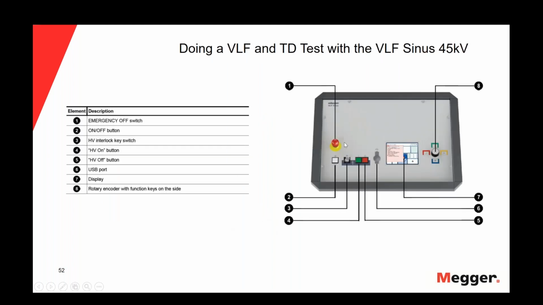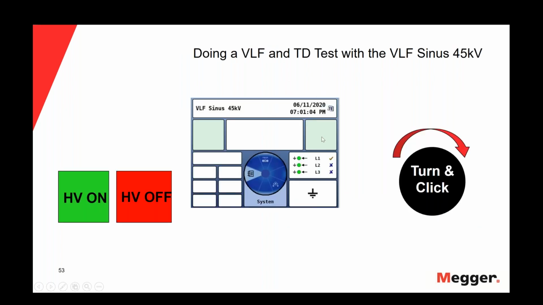The control panel: in the control panel we have, of course, the emergency off button, the on-off button, and the high voltage interlock key. The high voltage on is the green button. The high voltage off is the red one. We have the USB port, the display, and this rotary knob or rotary encoder will help me go through all the software in my VLF. So I'll try to replicate in this slide the buttons and the controls that I need to operate my VLF. The first thing that I need to do is turn my rotary knob to select the test option.